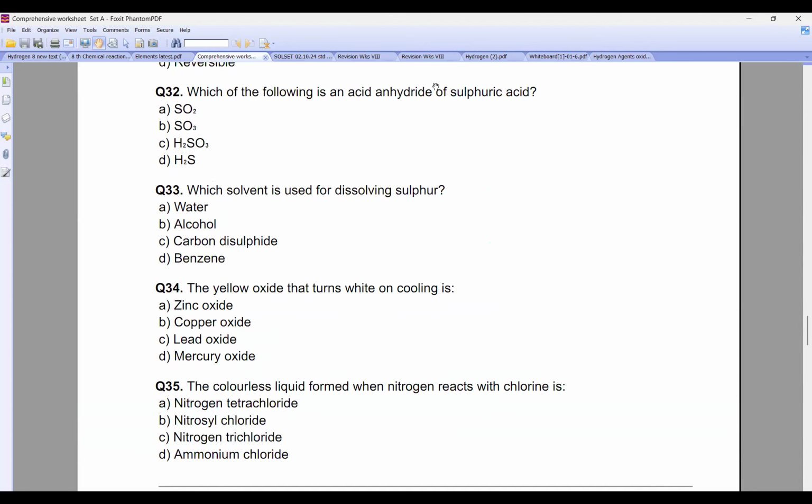Which solvent do we use for dissolving sulfur?